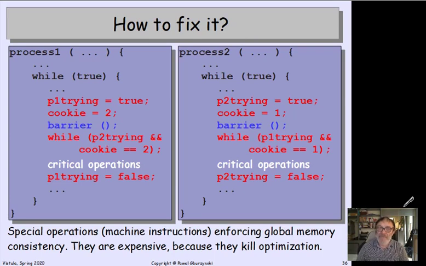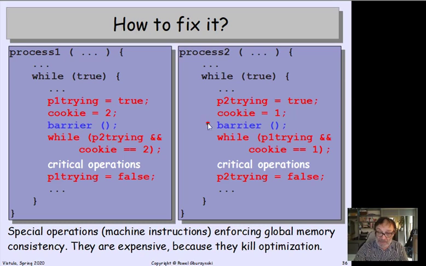Well, the contemporary architectures know that they can mess things up, but they also provide means to resolve the issue if memory consistency is needed, at the moment when it is needed. So there is usually a machine instruction. Sometimes there are several instructions with slightly different parameters and slightly different flavors enforcing slightly different things.